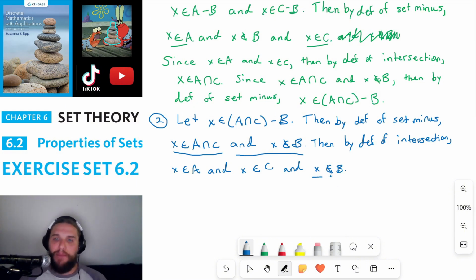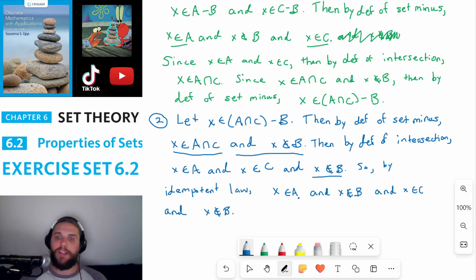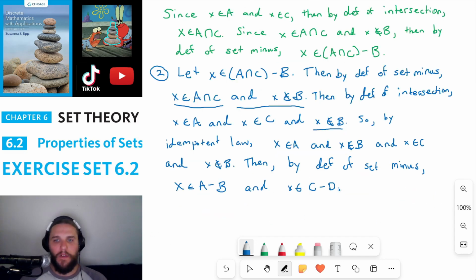Now, by the idempotent law, we can actually rewrite X is not an element of B twice. So by the idempotent law, X is an element of A and X is not an element of B, and X is an element of C and X is not an element of B. I just added the assertion that X is not an element of B twice. But this is not adding or removing any previous information. We're just restating information so that we can set ourselves up for the set minus operation between these two and these two. So by definition of set minus, X is an element of A minus B, and X is an element of C minus B.